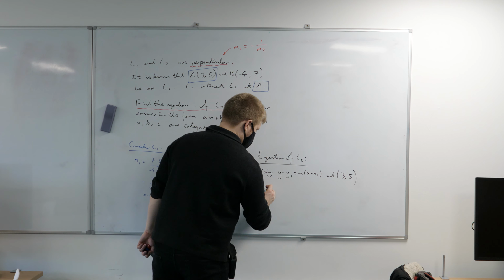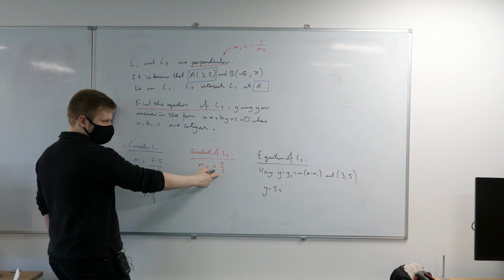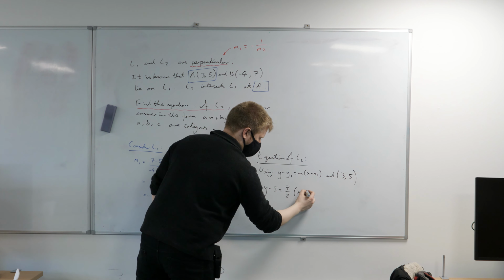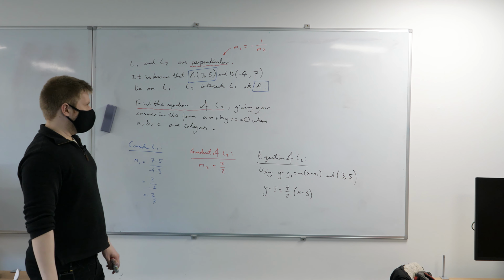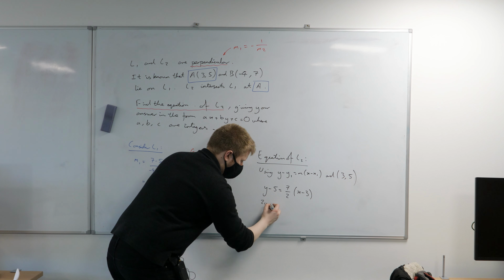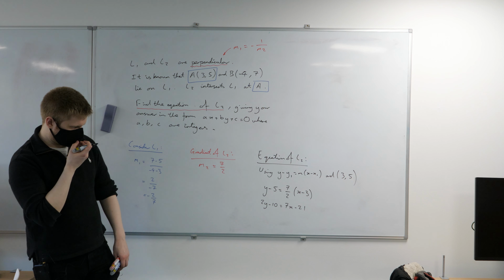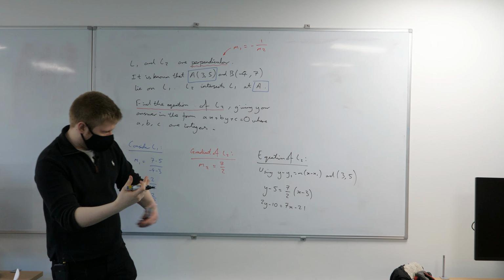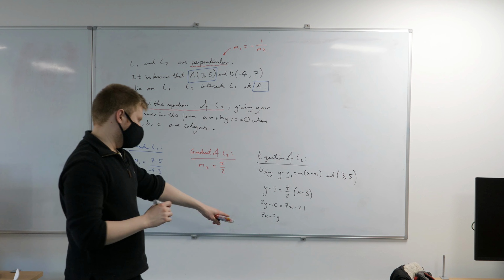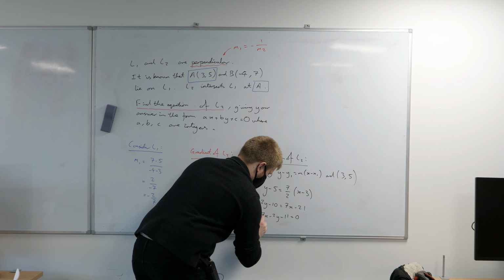So y minus y1, which is 5, equals m, which is 7 over 2, because that's the gradient of line 2, times x minus 3. So I think because we need it in this form, I'm going to multiply everything by 2, get rid of the fraction. So 2y minus 10 equals 7x minus 21. Okay, and if I get it all on the same side, I get 7x minus 2y, that's going to be negative 21 plus 10, so that's going to be negative 11, equals 0. I think that's fine.